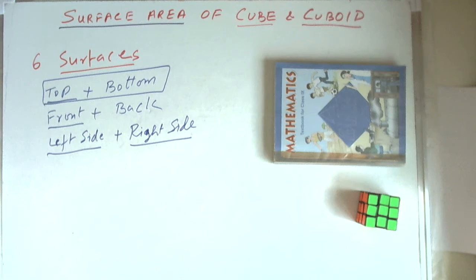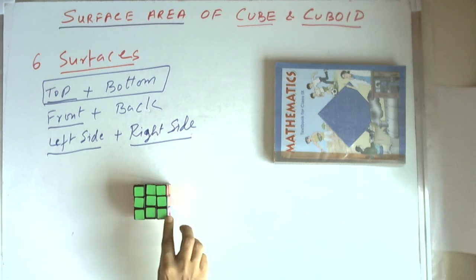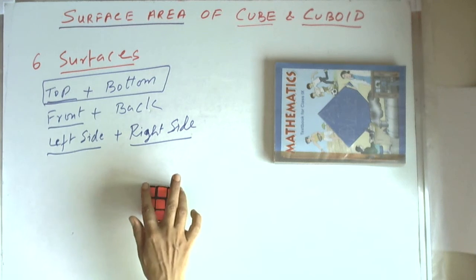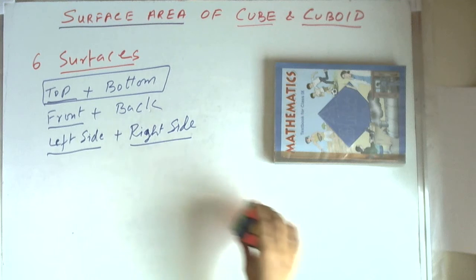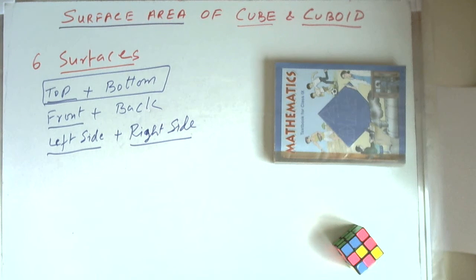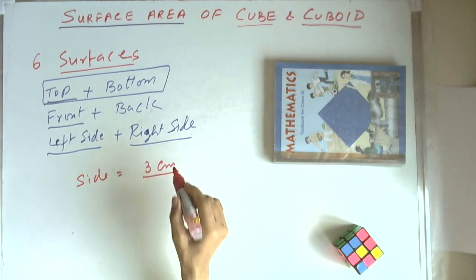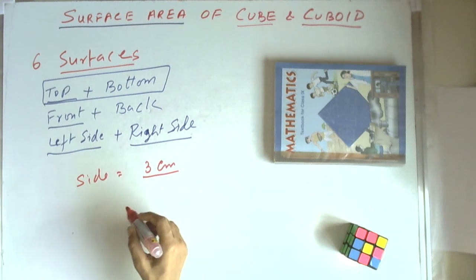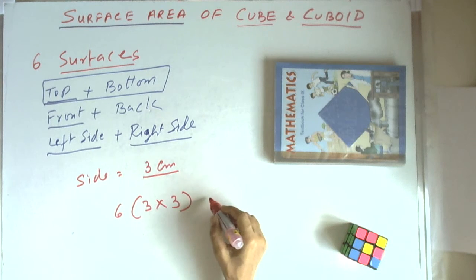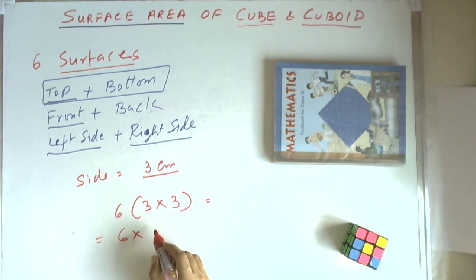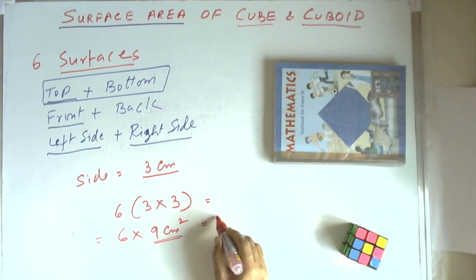Say for example, when we talk of a cube, so this is a Rubik cube. So in a cube, all 6 surfaces have the same area. So we just calculate the area of 1 and multiply it by 6. Suppose a cube has one side equal to 3 centimeter. So that would mean that all sides are 3 centimeter. So each surface will have area of 3 by 3. So surface area of one surface is 9 centimeter square, and there are 6 surfaces, so it will become 54 centimeter square.